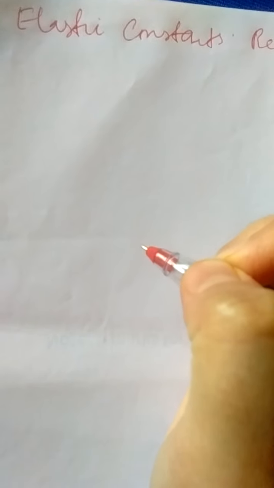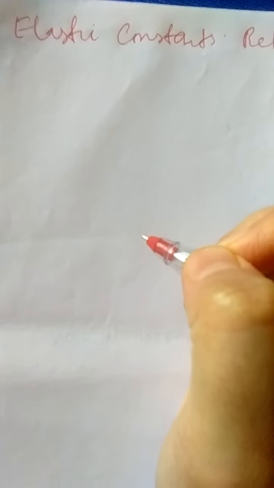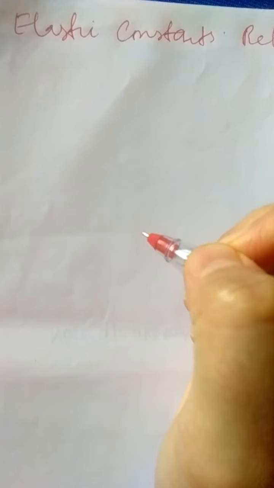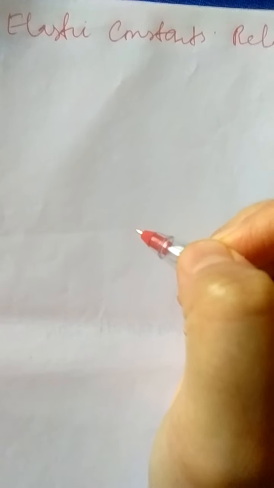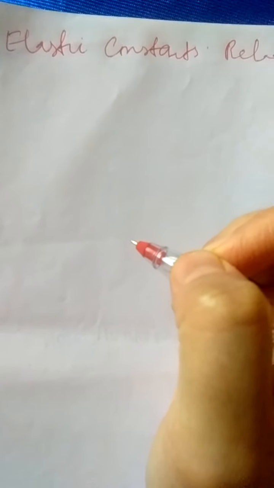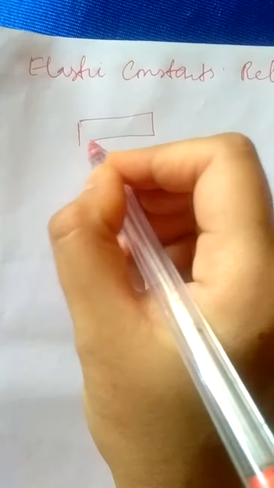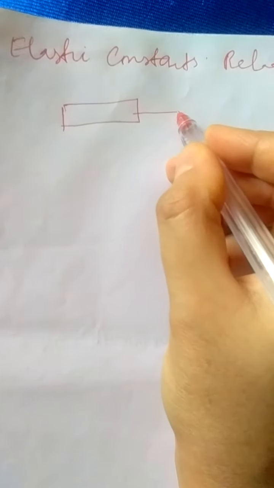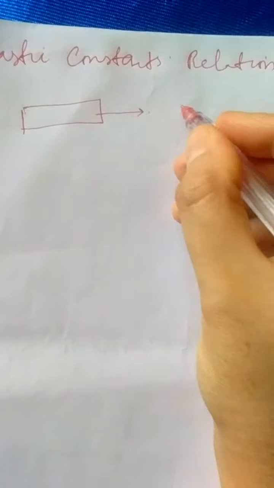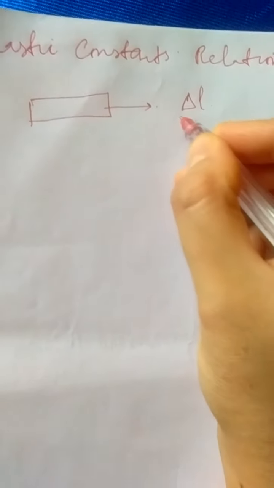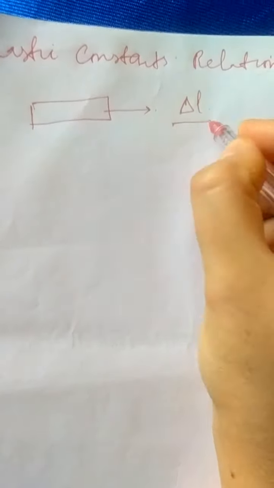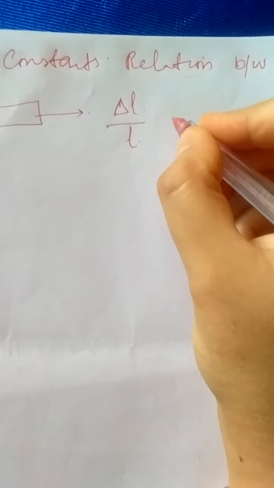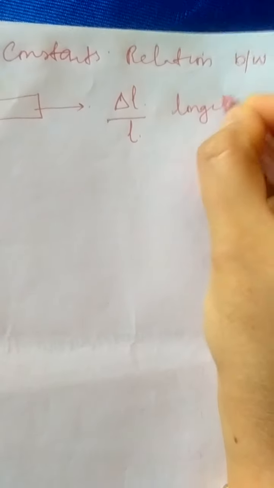It depends whether the volume of the body has changed or it has not changed, whether the length of the body has changed or it has not changed, or whether the body has bent through certain angle or it has not bent, right? So we define elastic constants in those different ways. Now suppose when we apply a force on a body and its length increases or decreases, then if delta L is the change in the length and L is the original length, then the ratio of the two is called as longitudinal strain.